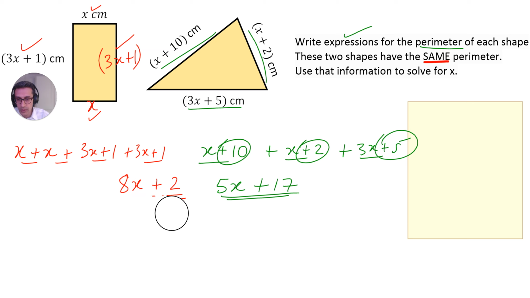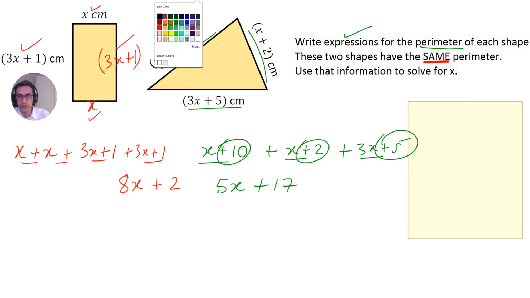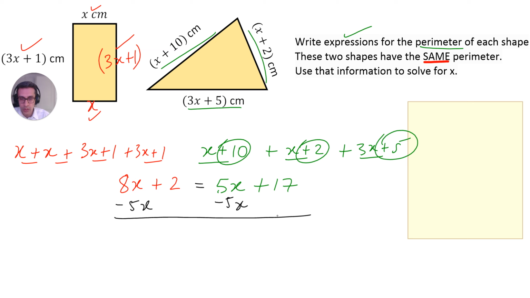Now this is solving an equation with unknowns on both sides. If you don't know how to do that, watch the video in the Year 8 Algebra playlist. So first thing you want to do is take away the smallest unknown. So 5x is smaller than 8x, so you're going to take away 5x, take away 5x. So 8x take away 5x is 3x, plus 2 equals, that's a 0 pair, and that's going to be 17.